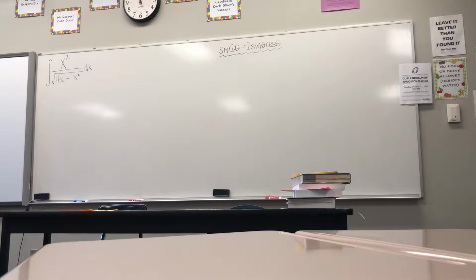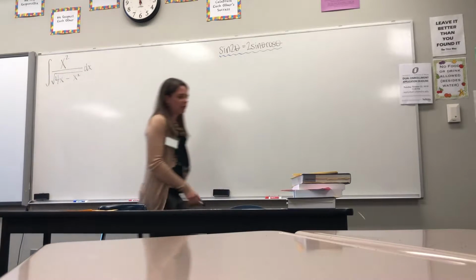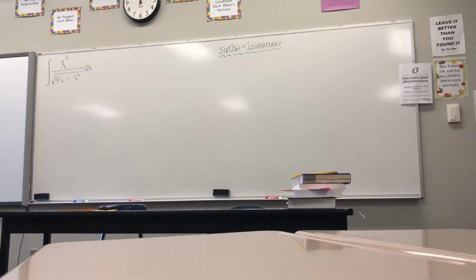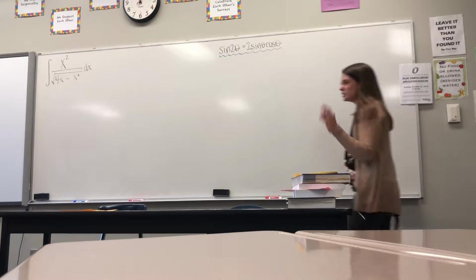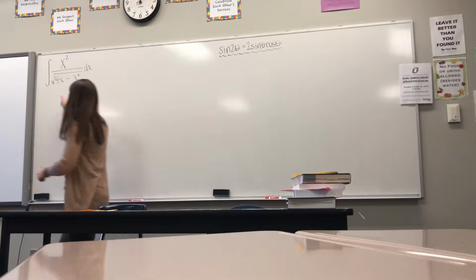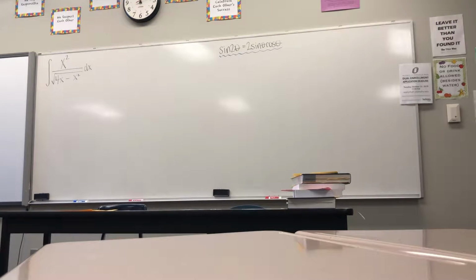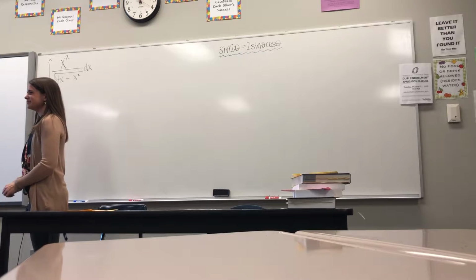Unfortunately, that's not a good idea here because these two don't have the relationship of composition to derivative. If that were an x on top, we still wouldn't be good to go, because it is 4x minus x squared. We don't have a good relationship at all. So what are we going to have to do?